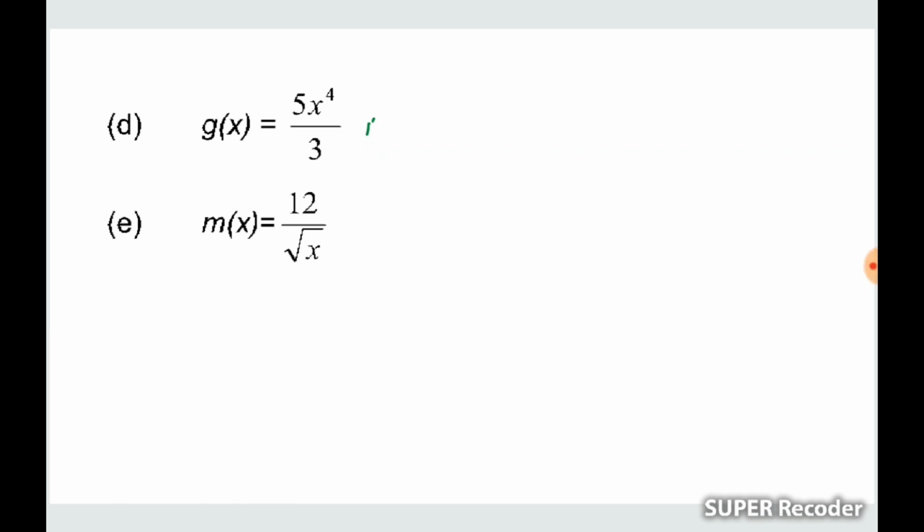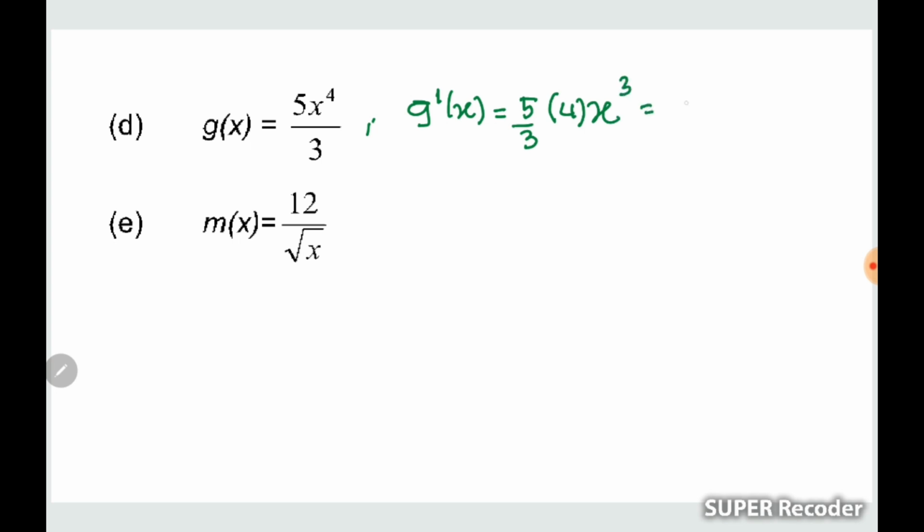D, given g(x) equals 5 over 3 x to the power of 4. So what is g'(x)? g'(x) equals 5 over 3, which is a constant, times x to the power of 4. You have to bring 4 in front, times x to the power of 4 minus 1, that is 3. So the answer is 20 over 3 x to the power of 3. Okay.